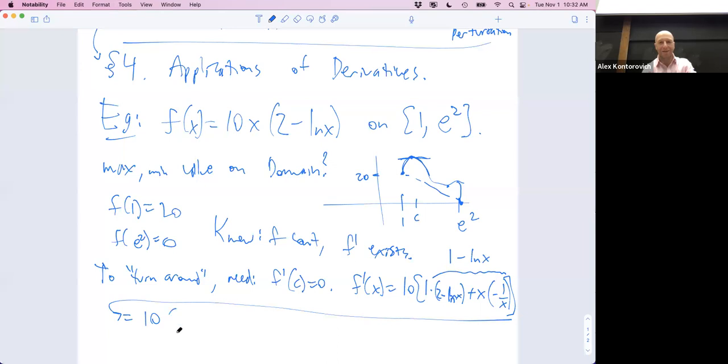So I have a 10 times 1 minus natural log of x, and I want to know for what value is that equal to 0. So what value will make this quantity equal to 0? Well, multiplying it by 10 doesn't change anything. When is natural log equal to 1? At e raised to the 1 is the power that makes it, so at x equals e, natural log of x, meaning natural log of e, is equal to 1, and so 1 minus 1 is 0.